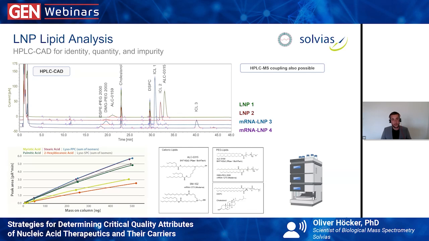So here these chromatograms show 4 different LNP systems where the LNP was disrupted, and the identity and also the quantity of each lipid was determined. So on the lower left side, you can see we have a good way to quantify them.